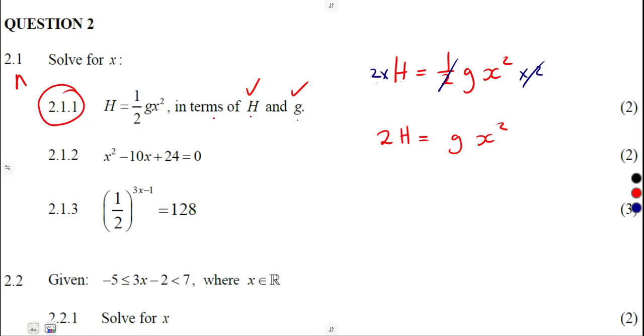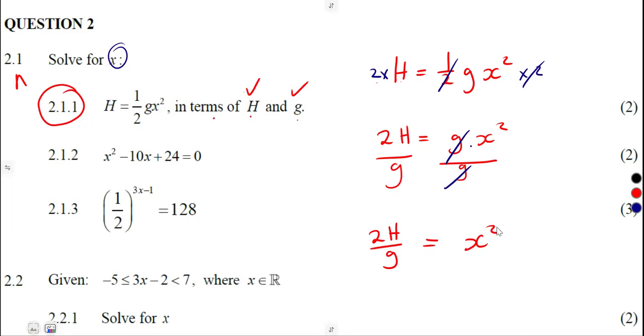We can see that there is a g which is affecting x squared. Get rid of that. So divide by g, both sides. That was going to cancel this one. So we have x squared, which is equal to 2h over g. To find x, we need x.